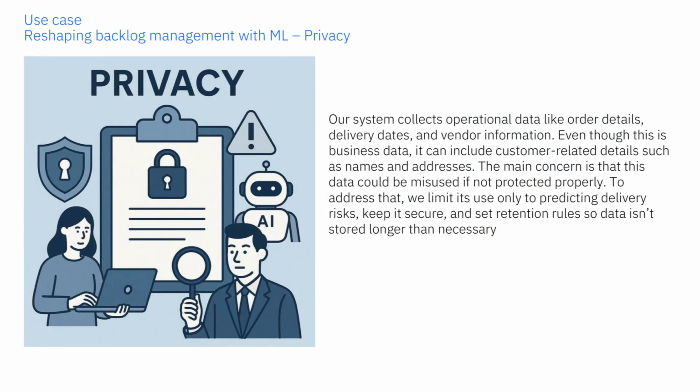Our system collects operational data like order details, delivery dates, and vendor information. Even though this is business data, it can include customer-related details such as names and addresses. The main concern is that this data could be misused if not protected properly. To address that, we limit its use only to predicting delivery risks, keep it secure, and set retention rules so data isn't stored longer than necessary.